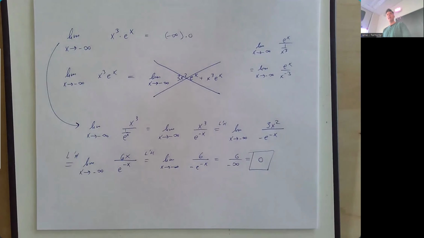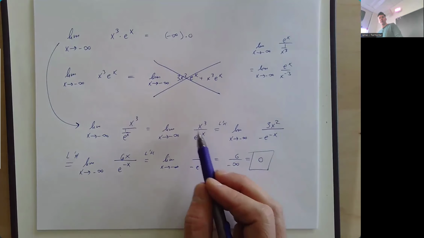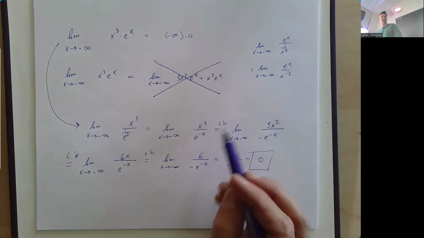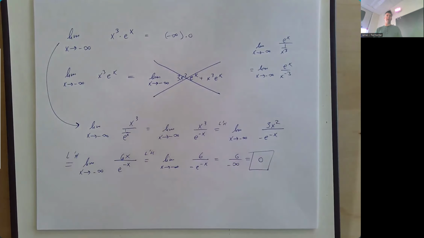Which shouldn't surprise us, because we are used to seeing an exponential function overpower a polynomial function. It's almost always going to be the case.